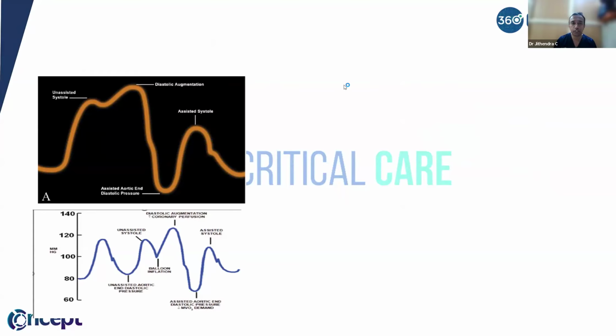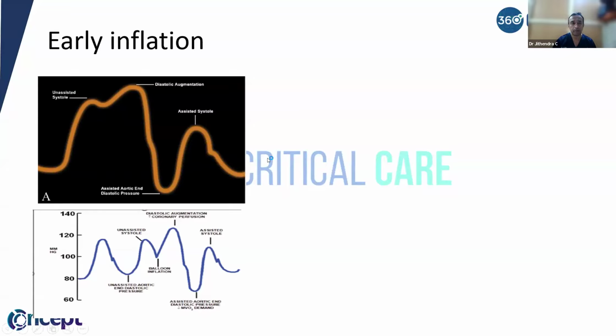Yeah. So already a few answers have come. So this is early inflation, right? You can see before the dicrotic notch itself, the augmentation has happened. Okay. So see, this is what it is. This is the first thing we will be asked in your CBS question. So what is the abnormality? It is early inflation.